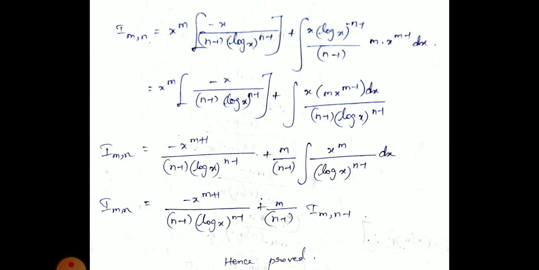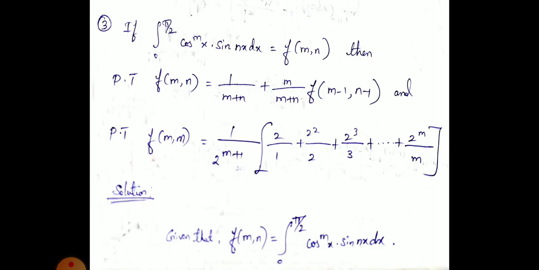So we have proved the result. We have arrived at the proof. So I(m,n) equals minus x to the power m plus 1, divided by n minus 1, into (log x) whole power n minus 1, plus m by n minus 1 into I(m, n minus 1). The first two problems will come under the 5-mark question.